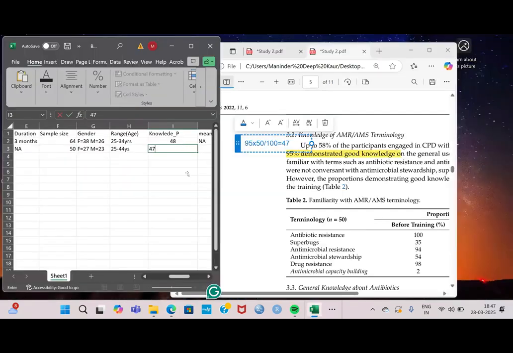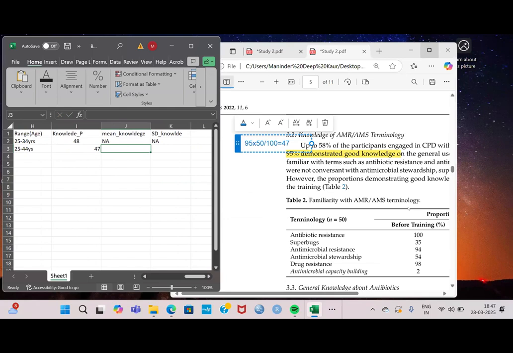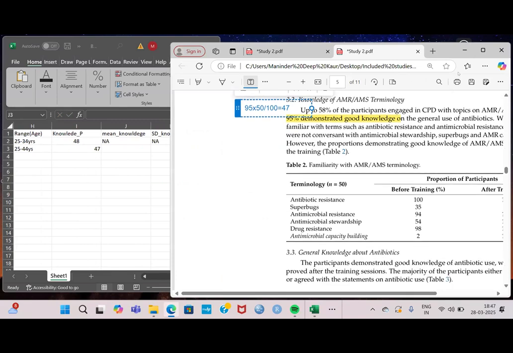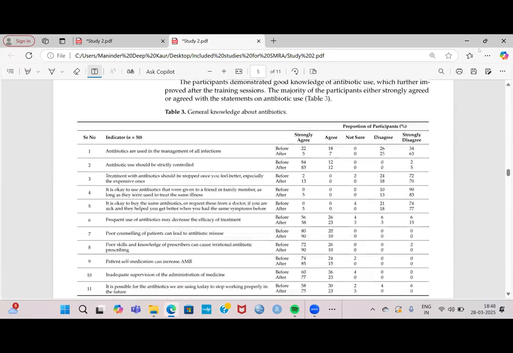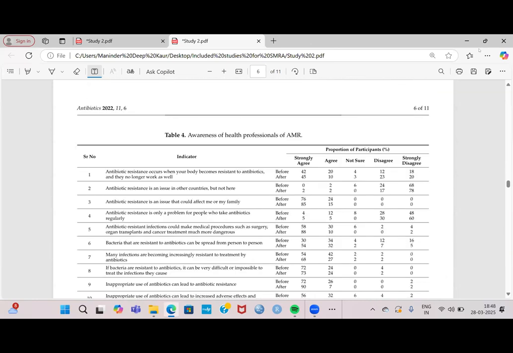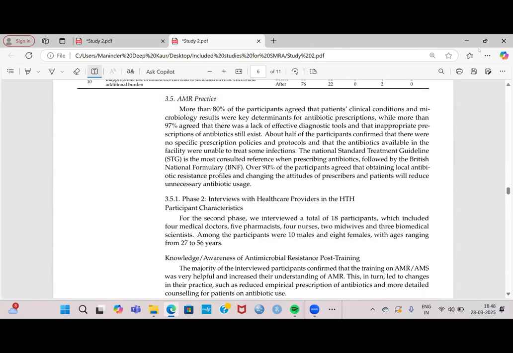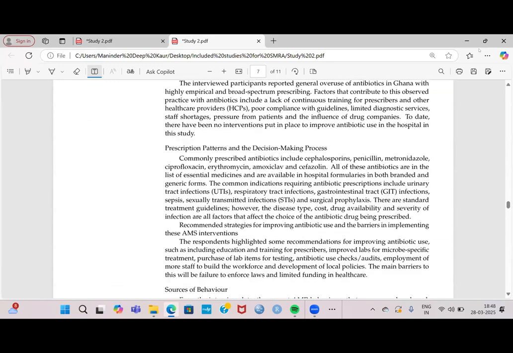So I will do here. Okay. So mean knowledge, no, they have not given any mean knowledge score in the studies. You can see it here also. They have not reported any mean score. I will put it down first because it is disturbing me again and again. So see, they have not given any mean knowledge score. General knowledge, no. Awareness, no. No, they have not reported any mean knowledge score. So I will leave it.